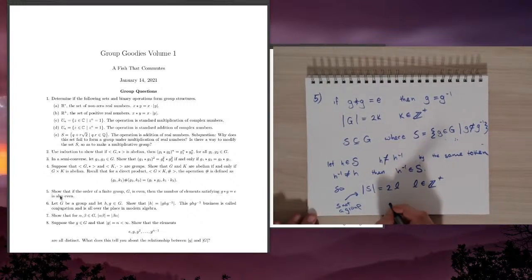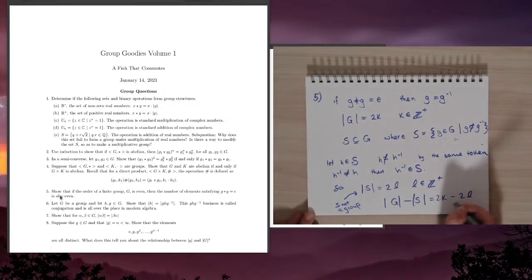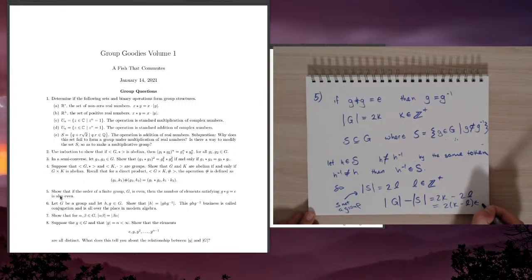So then let's look at the order of G minus the order of S. Well, that's 2k minus 2l, which is 2 times (k minus l), which is even.